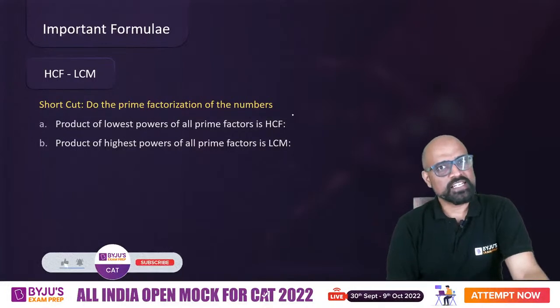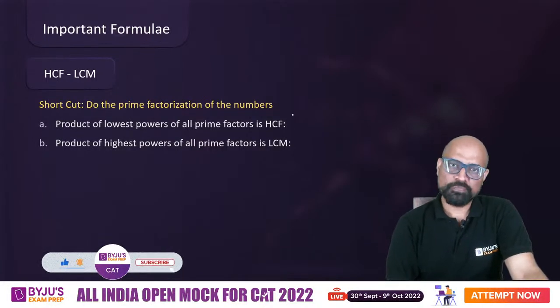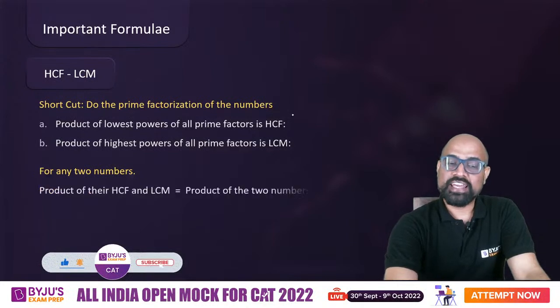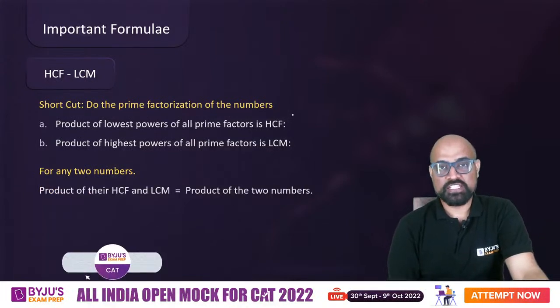How do you calculate the LCM? You will multiply all the prime numbers that you see in the prime factorizations and give the highest powers of those prime numbers that are available. For any two numbers, product of their HCF and LCM is equal to product of the two numbers.